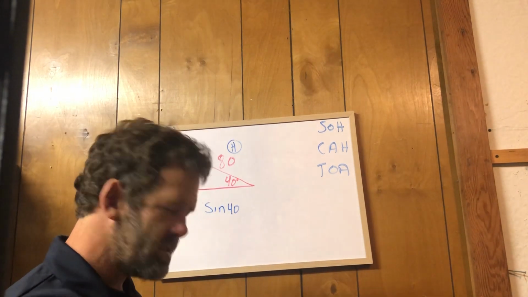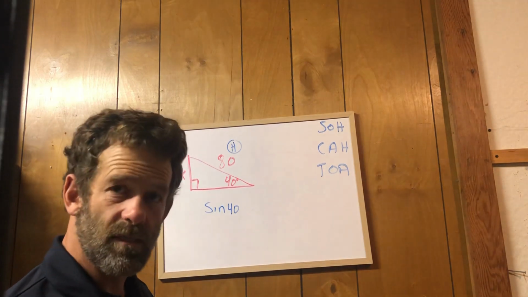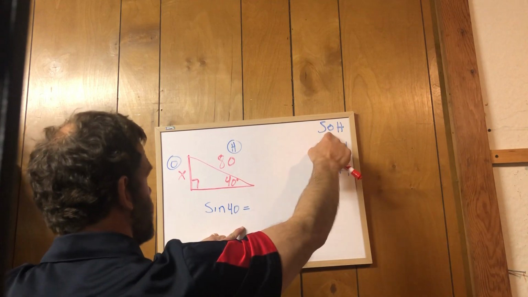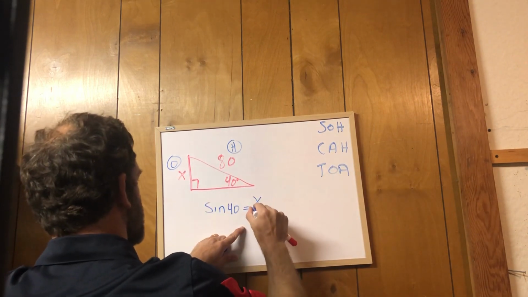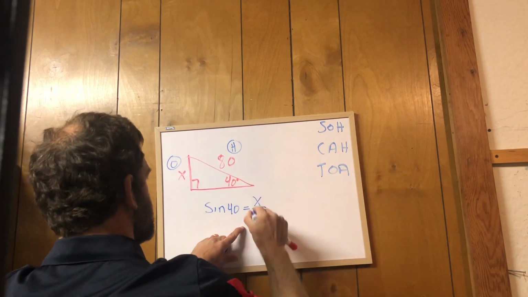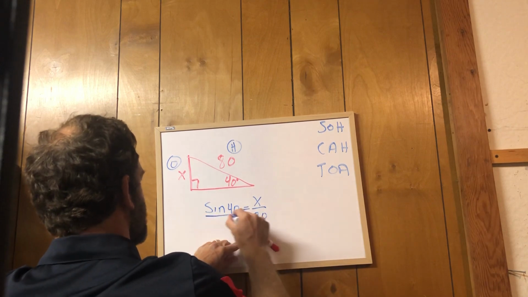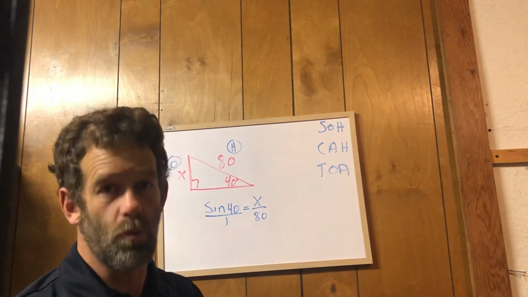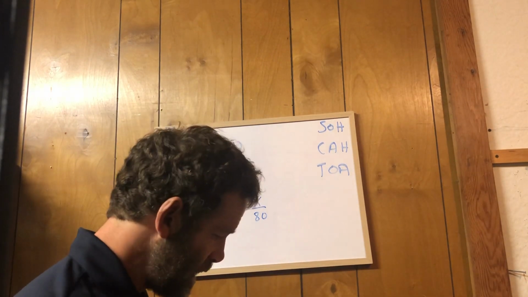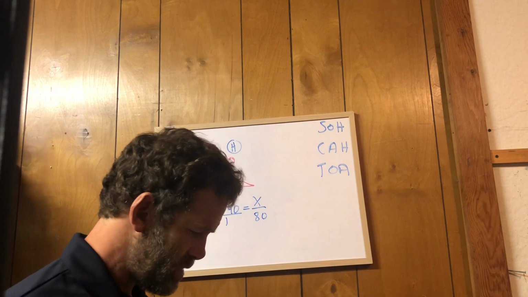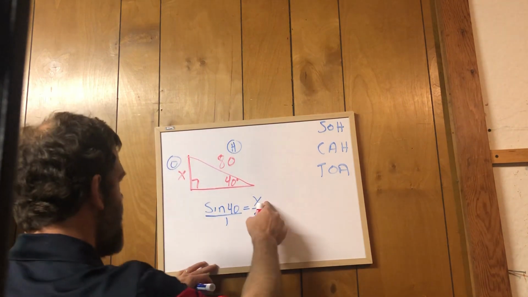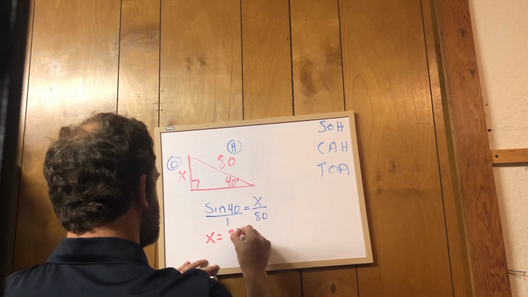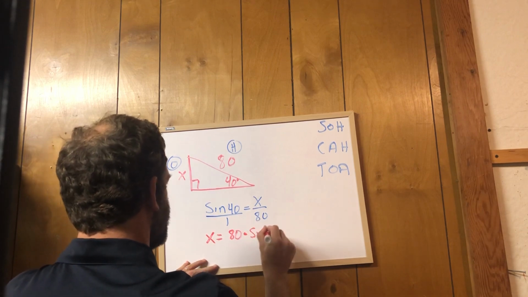Next thing, step number 4. Set up your proportion. Sine is equal to opposite, which is x, over hypotenuse, which is 80. Here is your proportion. Remember with proportions, how do you solve proportions? You cross multiply. So when you cross multiply, you end up with x times 1 equals 80 times sine of 40.